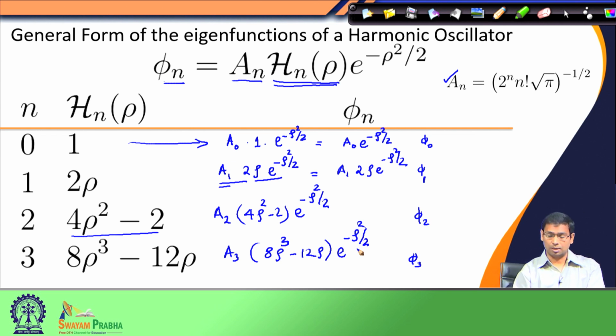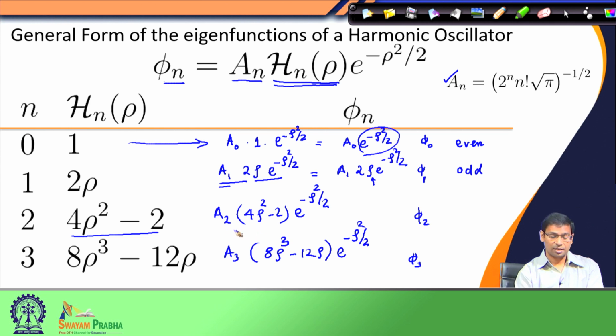One more thing you can see here is that the lowest eigenfunction of harmonic oscillator has only the Gaussian function, which we already have discussed is an even function. When you look at the second eigenfunction phi 1, you see that this has e to the power minus rho square by 2, the Gaussian function, which is an even function, but it is multiplied by rho, which is an odd function. When you multiply an odd function and an even function, you actually get an odd function. So, therefore, phi 0 is an even function, phi 1 is an odd function.